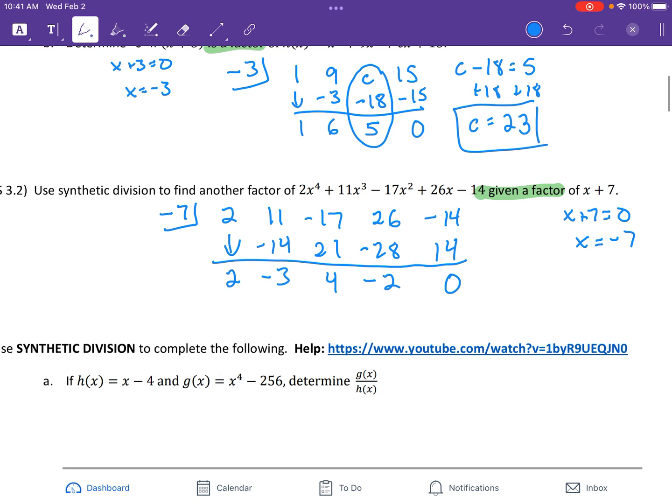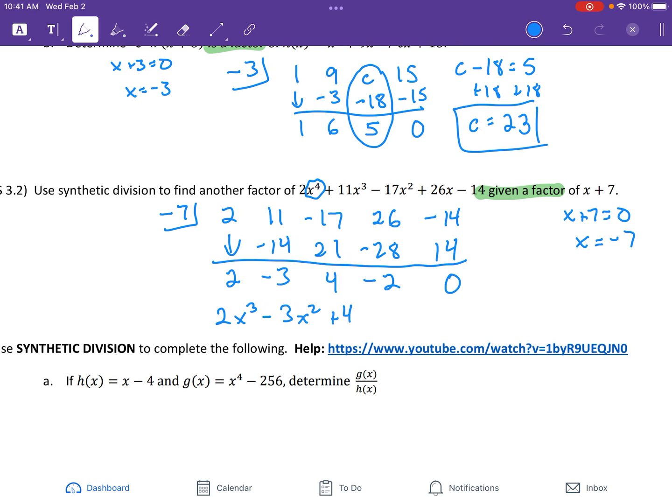So now to write our answer down, unlike the ones we just did above, we don't have a missing variable we're solving for. We want to know the remaining factor that we just found. So we start out with x to the 4th up here, so we divide it by an x, so we get 2x to the 3rd minus 3x squared plus 4x minus 2. And that is the factor that we're looking for.